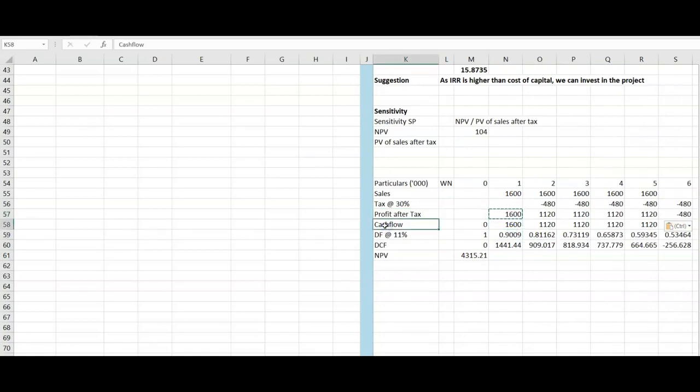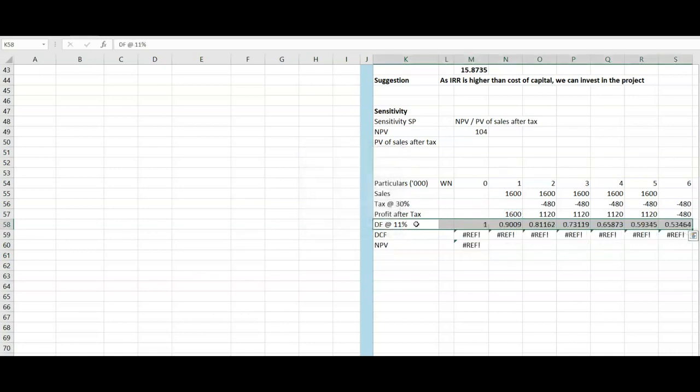Okay, so cash flow is done, discount factor is done, DCF is done. We got the NPV, so we don't need the cash flow number. We'll shift all these numbers once up. So for multiplication purpose, we have to multiply the profit after tax into this number. Okay, so that is all done. So we'll just copy it and we'll paste it across 6 years. And finally we got the answer.